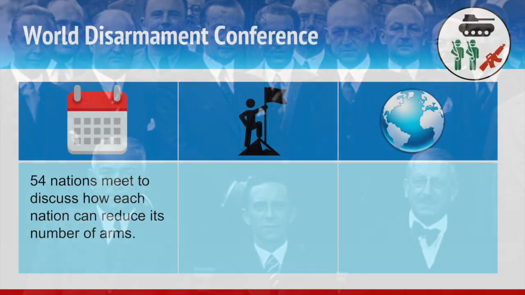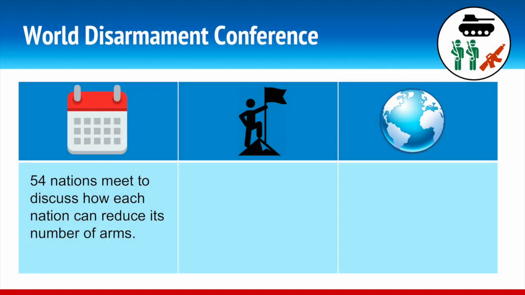When we talk about disarmament, essentially this is one of those core Woodrow Wilson ideas, if you remember from his 14 points, is that if less nations have less guns and tanks and soldiers, then the world will be more at peace. So this is the whole idea behind the World Disarmament Conference when people come together to discuss these important events.